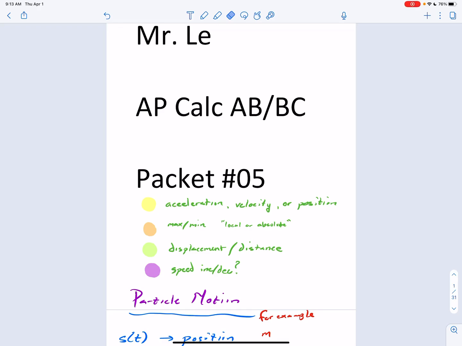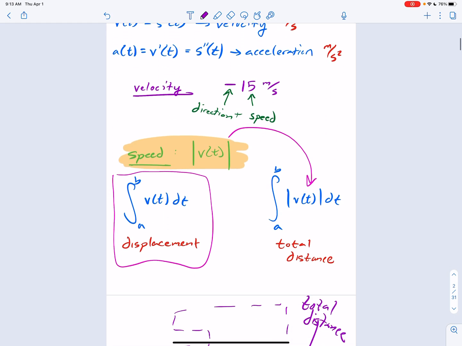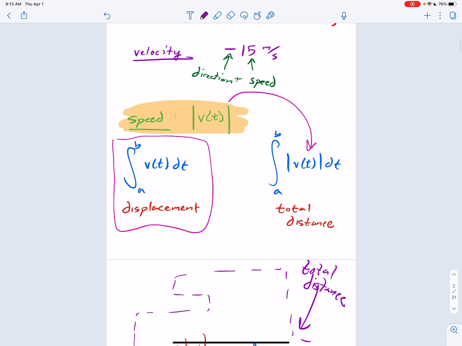All right, this video is for problems like displacement and distance, but for the most part, distance. That appears a lot. So remember, a quick refresher. When you integrate speed, you get total distance. You don't care about the direction that you're going in. You're just counting the number of steps that you took to get to your location, okay?